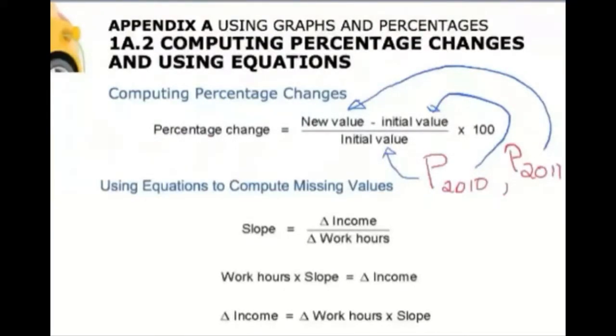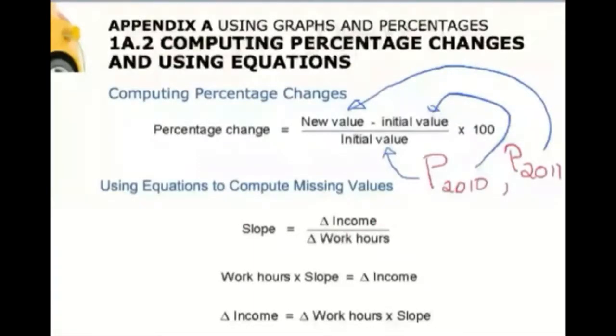You're also going to want to be very good at using equations to compute missing values. Remember, when we looked at the slope of the curve for hours worked and income, the slope was equal to the change in income divided by the change in work hours. Now suppose you don't know the change in income, but you do know work hours and slope. Well, since we know this equation is correct, we can alter and solve for one of the other variables as long as we know two of them.